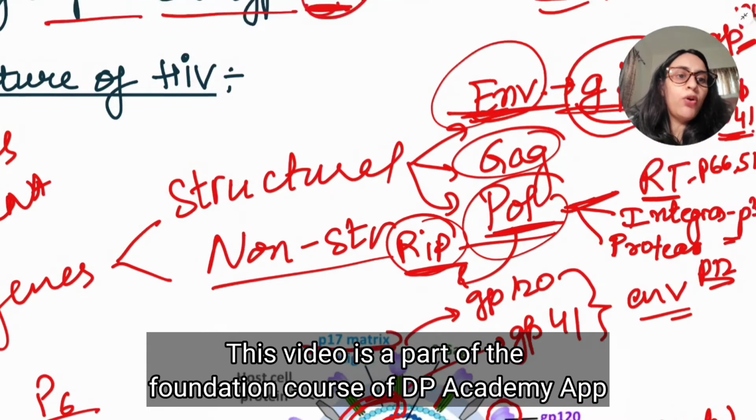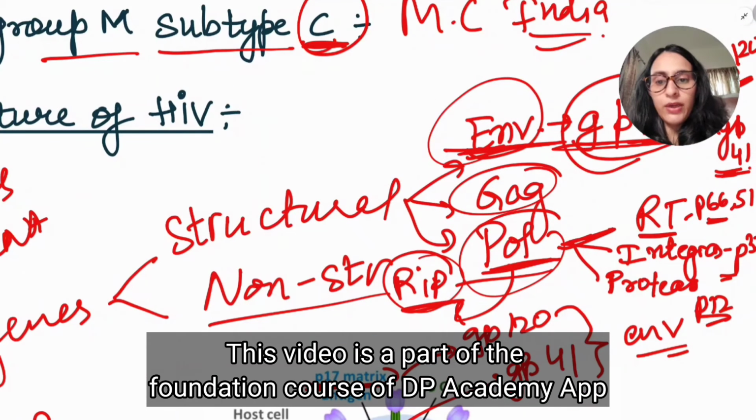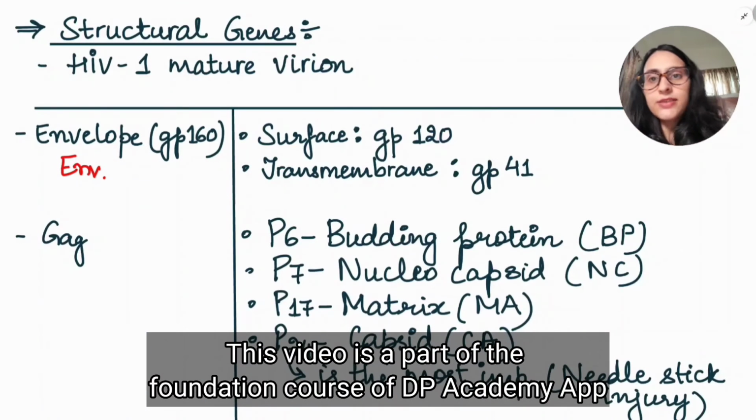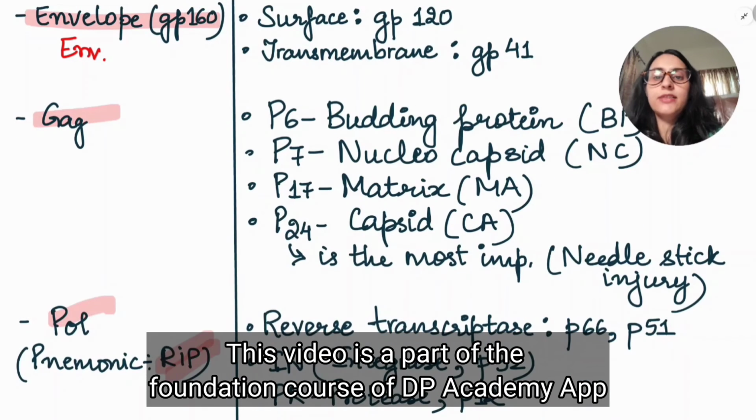You need not remember all these P's, just remember the capsid one, that is P24, and the envelope is GP160, that is again GP120 and GP41. So again, let's talk about these things. The first one we have talked about is the structural genes. In the HIV mature virion, we have envelope, GAG and pol. In the pol, we have rest in peace.